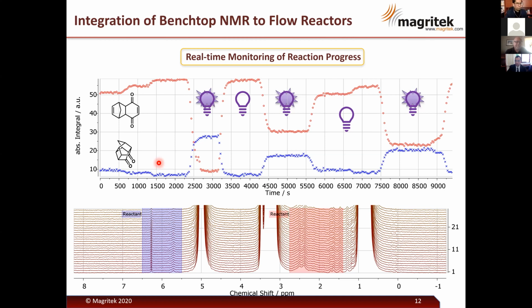And using the benchtop NMR to monitor this reaction, we can also observe in real time the effect of the light intensity on the reaction, or on the concentration of the different species. As we can see here, different light intensities result in different concentrations of both reactants and products. So this information can be used to further optimize the reaction conditions.